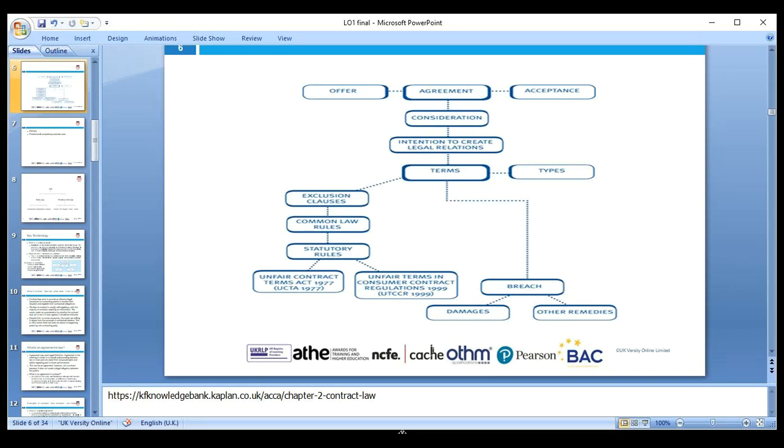Okay. So if you want to learn more about different case law scenarios, I have copied the link underneath. So you will see it and you can go through it.